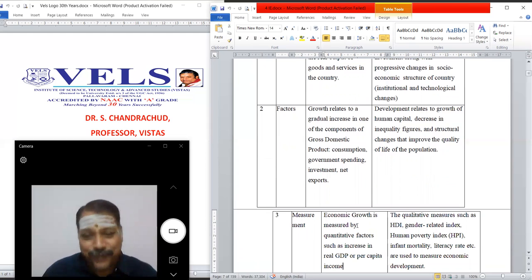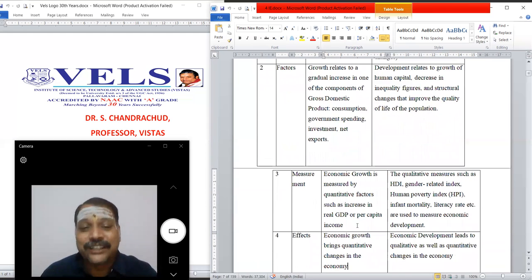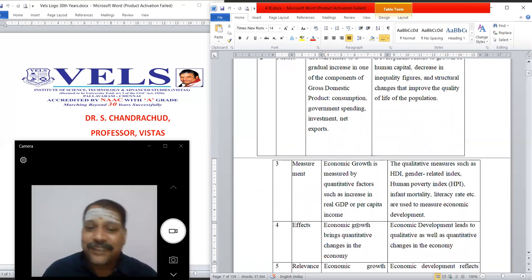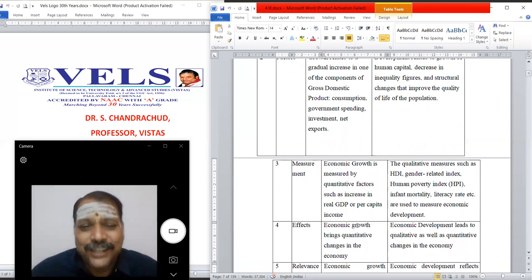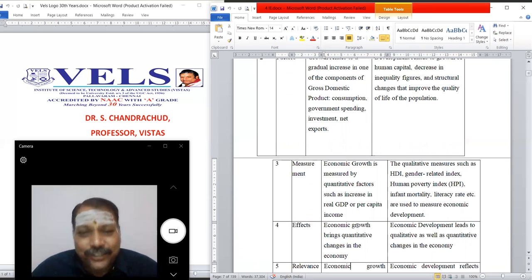So what are the factors that we are considering? It is in the third point: how we are measuring economic growth and how we are measuring economic development. Economic growth is measured by quantitative factors. What is that? Real GDP or per capita income. When we consider national income accounting, there are 7 elements: GDP, GNP, that is gross domestic product, gross national product, national income, disposable personal income, per capita. These are the elements. So this is the way that we can measure economic growth.